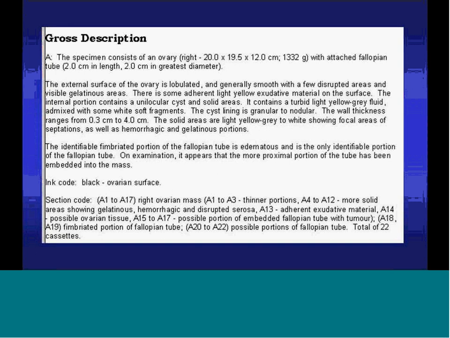So this is what one of our gross descriptions might look like. The first paragraph describing the ovary and the tube with their dimensions, what the ovarian tumor looks like, what the fallopian tube looks like, how it was inked, and the section codes. So while I don't think it's crucial that every department adopt this type of protocol, I just wanted to put out there as an example of standardization and the importance of having clear expectations for your grossing protocol so that when the slides arrive at your desk, you've got a fair degree of certainty that you understand exactly what the specimen looks like and that it was grossed appropriately.